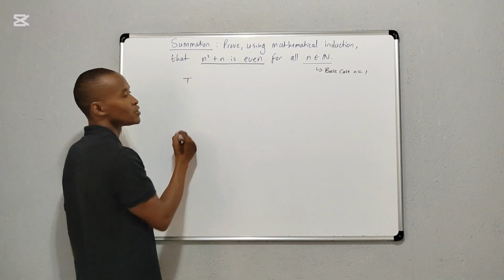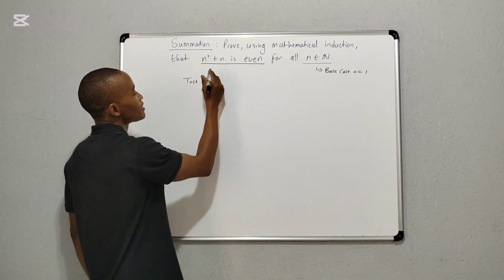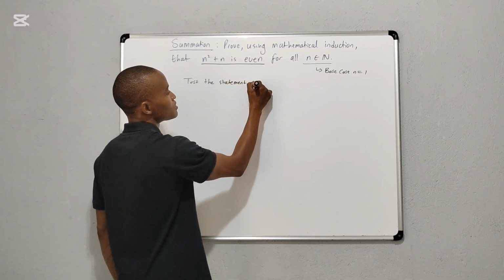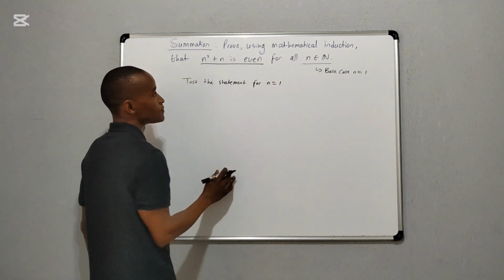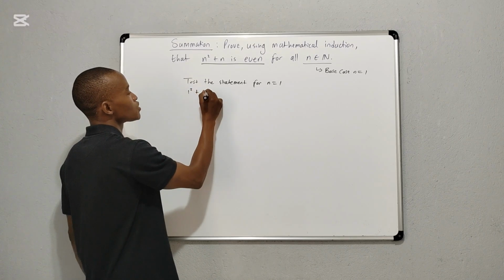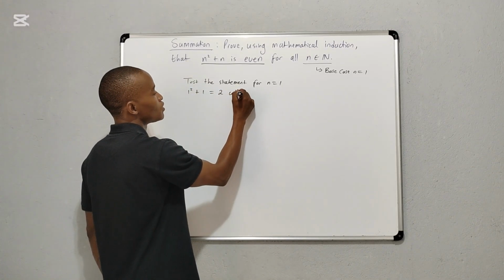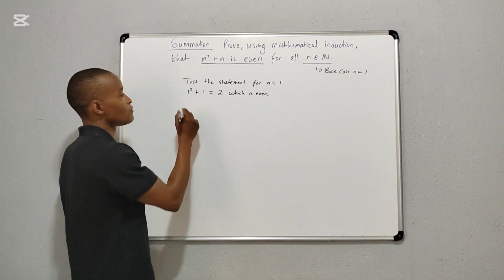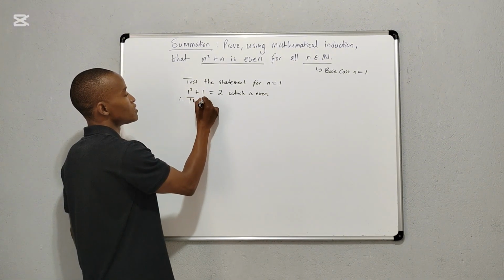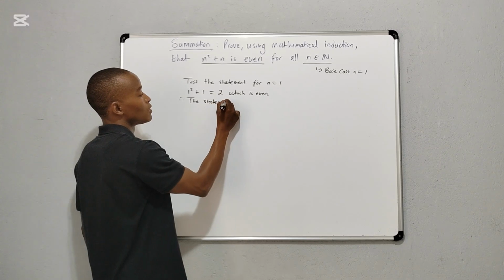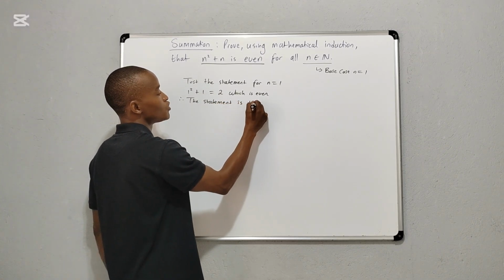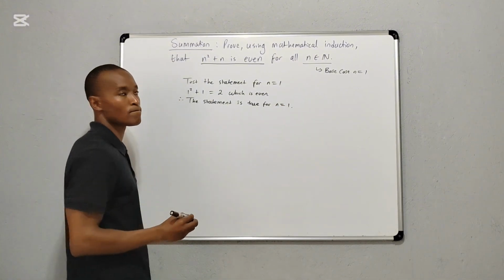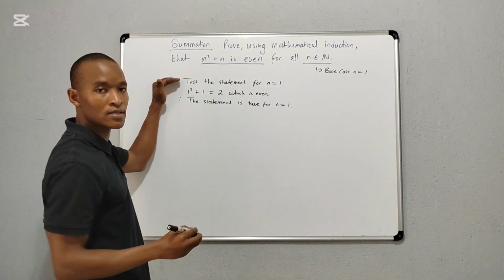What is the first thing we need to test? Test the statement for the base case, n equal to 1. So we go 1 squared plus 1 is equal to 2, which is even. And therefore the statement is true for n equal to 1. We're done with the first letter of the TAP method, the T.